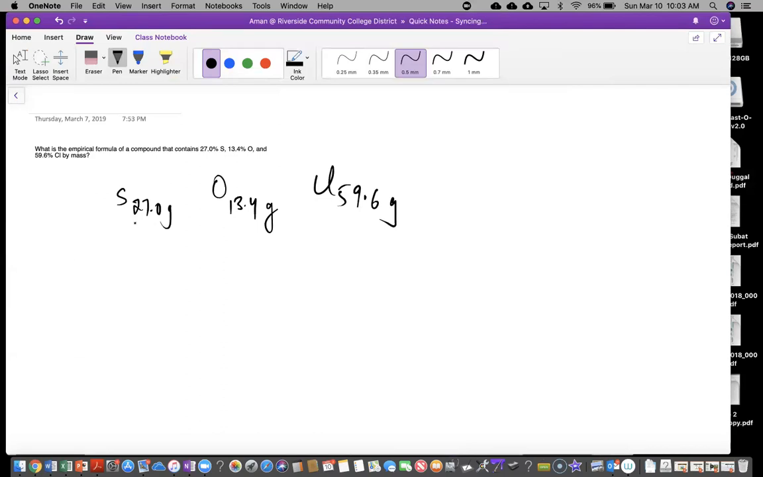You do it by each molar mass. What's the molar mass of sulfur? The molar mass of sulfur is 32.066. For oxygen, it's 16. For chlorine, what is it? 35 what? 35.453. Then you'll get the moles for each one.